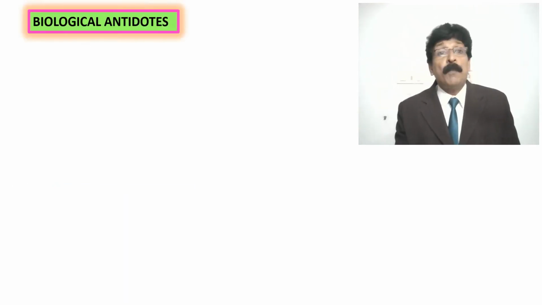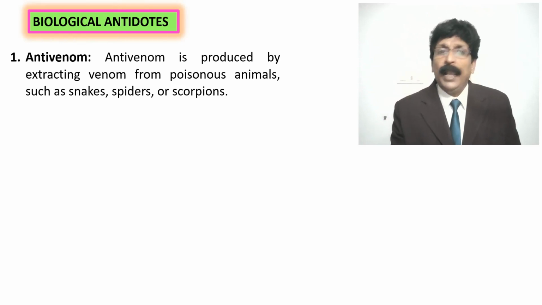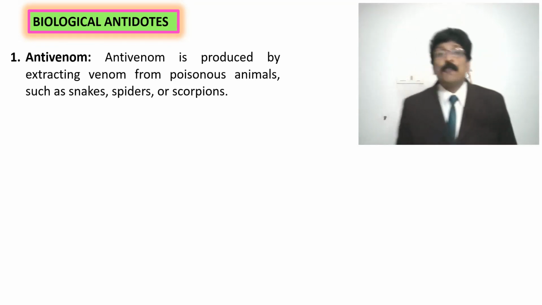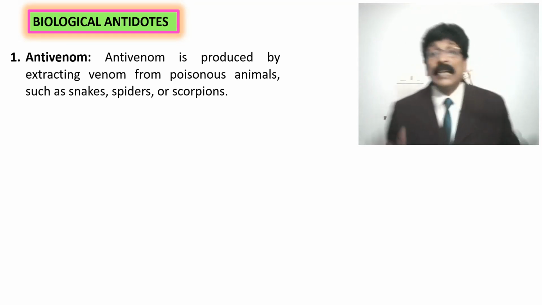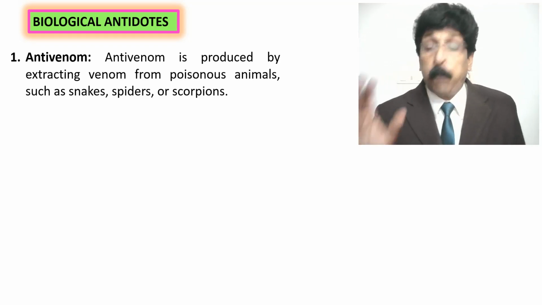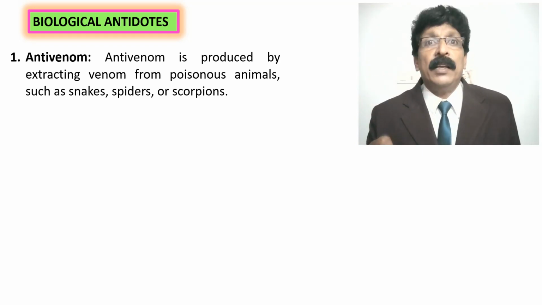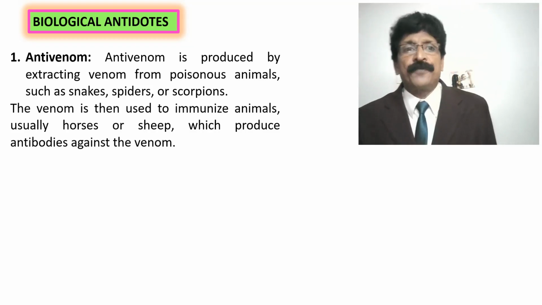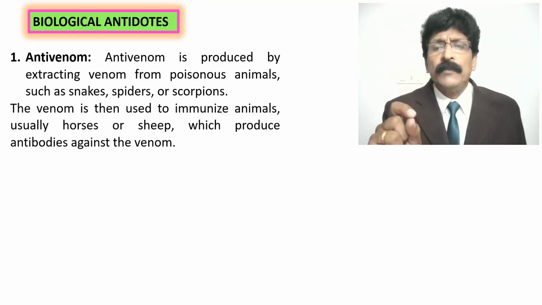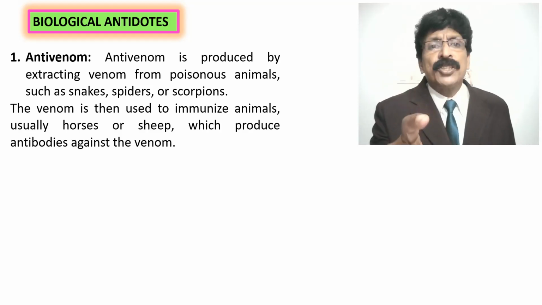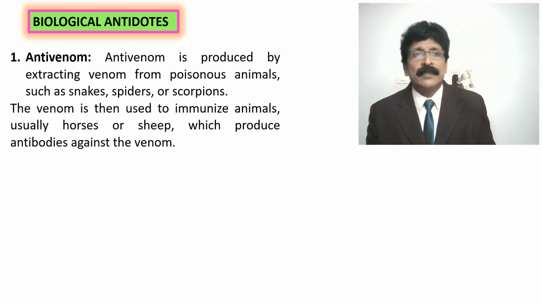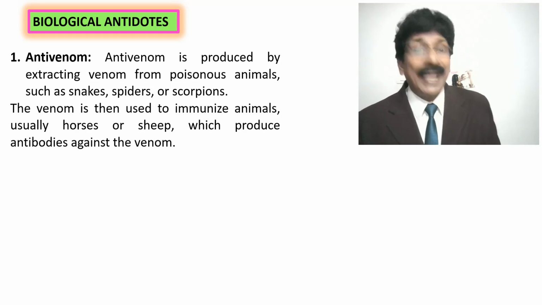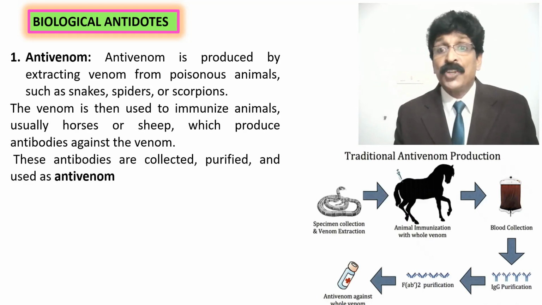Now we are coming to the biological antidotes, in which first we have antivenom. Antivenom is produced by extracting venom from poisonous animals such as snake, spider or scorpions. The venom is used to immunize animals, usually horses or sheep, which produce antibodies against the venom as shown in the picture.